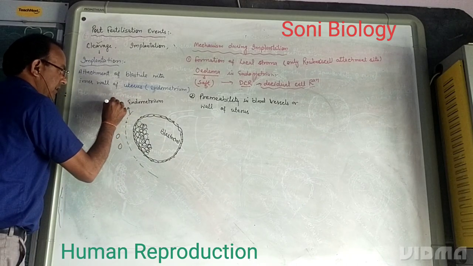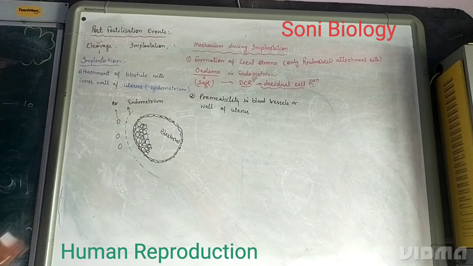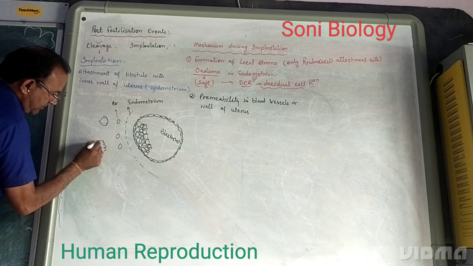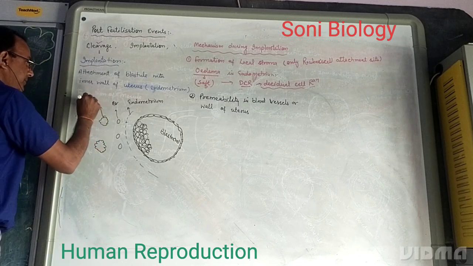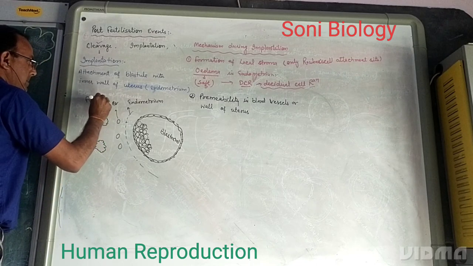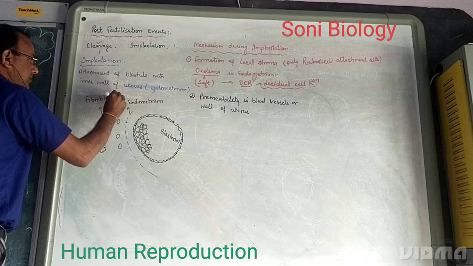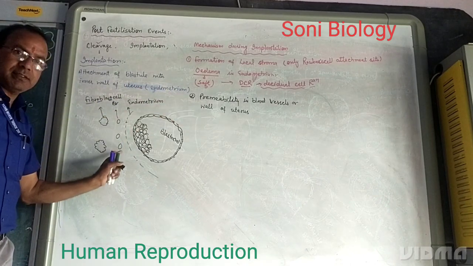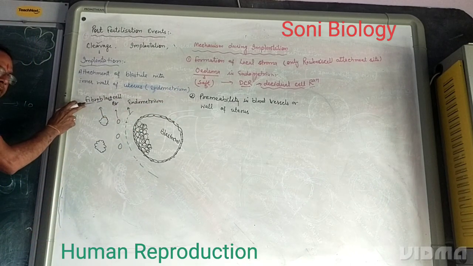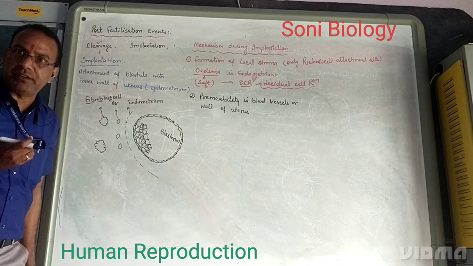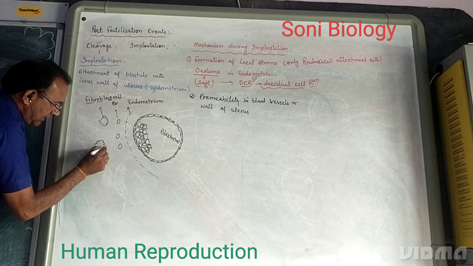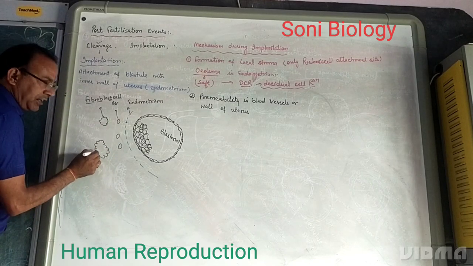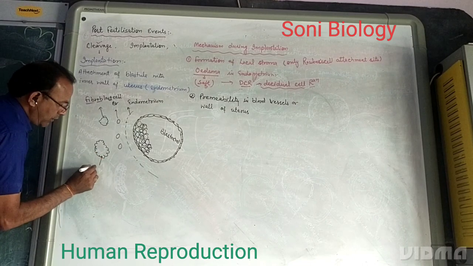These are the blood vessels, and there are some fibroblasts present here. Second feature, permeability in blood vessels. The third feature is the fibroblasts, which gain glycogen and increase in size. It is only the fibroblasts that increase their size due to the gain of glycogen.